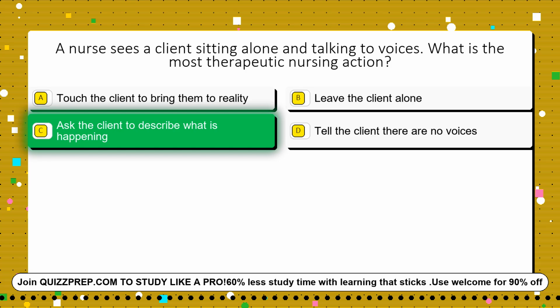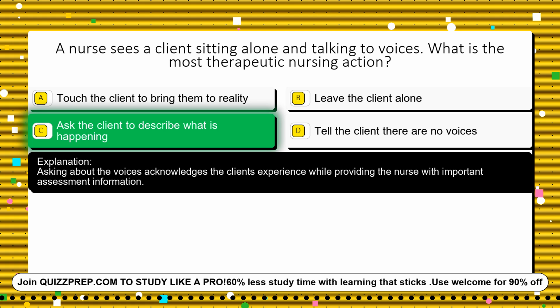The correct answer is option C, ask the client to describe what is happening. Asking about the voices acknowledges the client's experience while providing the nurse with important assessment information.